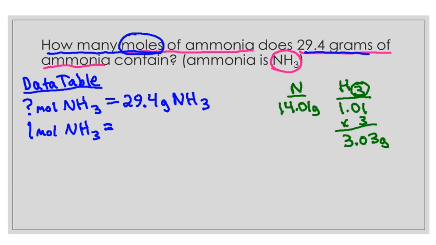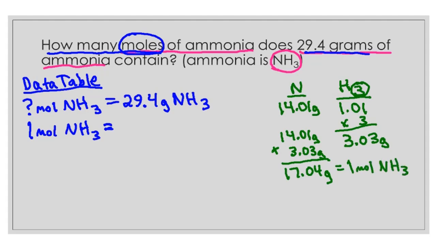So we're going to take these and add them together. We're going to take the 14.01 grams of N, and we're going to take the 3.03 grams of H3, which is 1 mole of each, and we're going to add them together. So that's going to give us 17.04 grams total is in 1 mole of NH3. So we're going to write that in our data table. 1 mole of NH3 equals 17.04 grams of NH3.